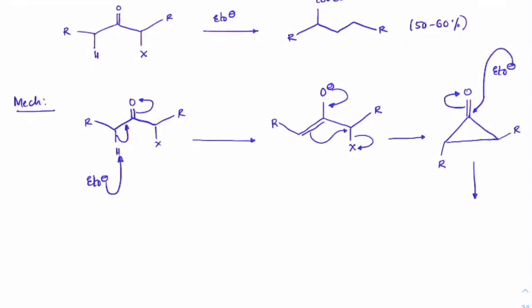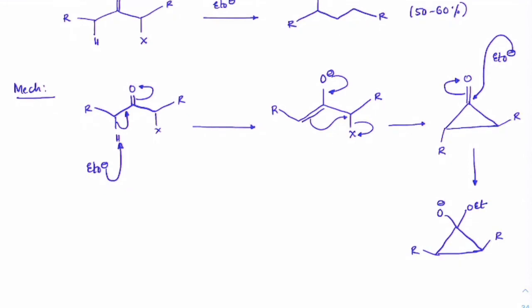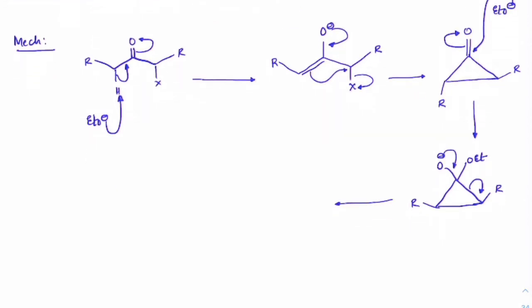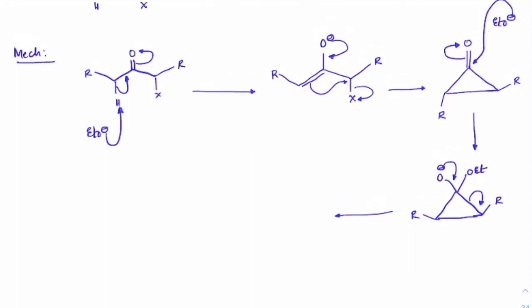We will get this as soon as this attack happens, we will get O minus, OEt, R here and R here. Again, O minus is an unstable form, so it will immediately try to close it as a double bond, so this bond will break. Now this bond breaking can be done either on this side or as well as this side. Because both are R, both sides are symmetrical, so you can get both of the forms here.